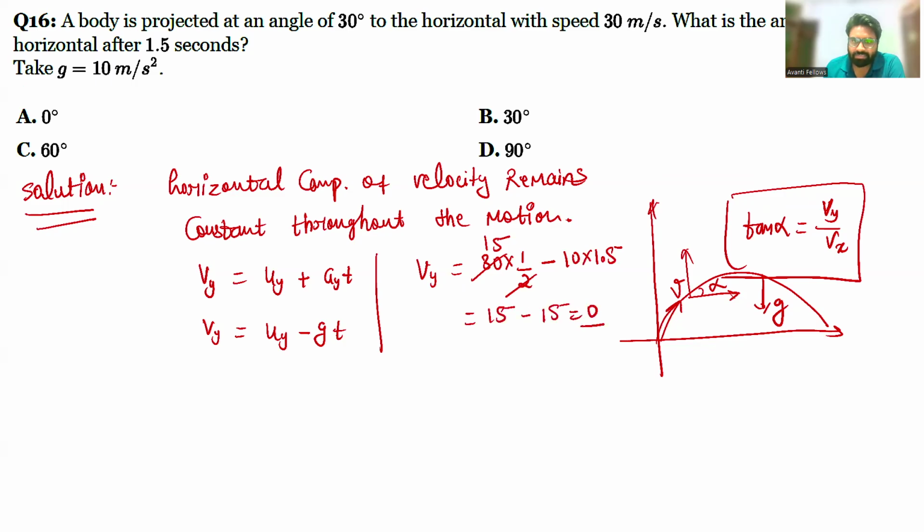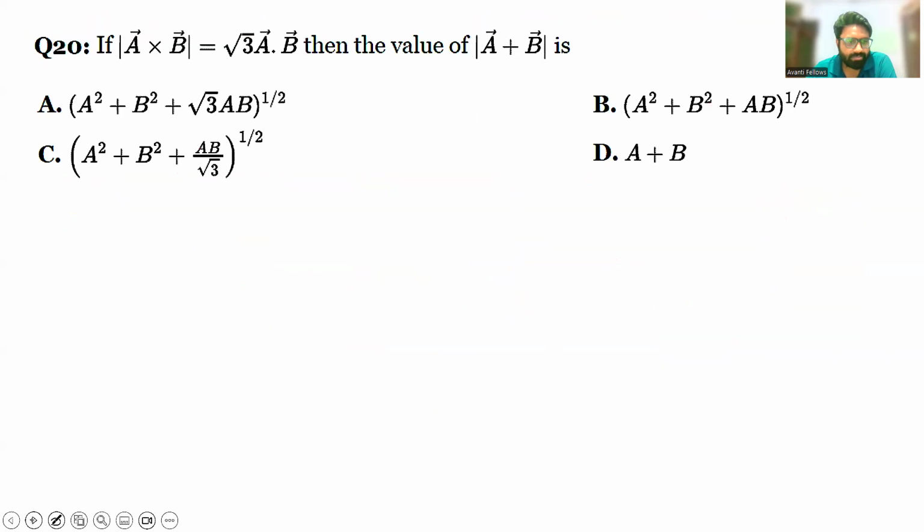15 minus 15 is 0, which means at that particular 1.5 second, the projectile is at the maximum height. So at the maximum height, the velocity is parallel to the x-axis. So the angle will be 0 degree. This option is correct. Option A.